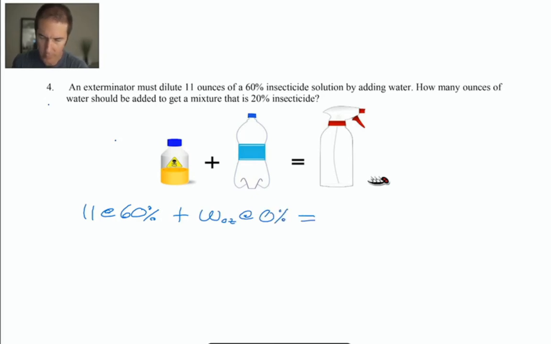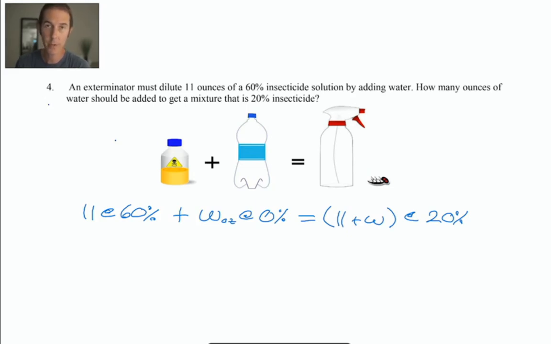and the result is going to be the 11 ounces of insecticide plus the W ounces of water, and we want that to be at a concentration of 20%. Should we be trying to create a second equation? I don't think so. Why not? I don't think we need one. How do I know that? Because I've got one equation that only has one variable in it. I'm all set. I don't need a second equation.